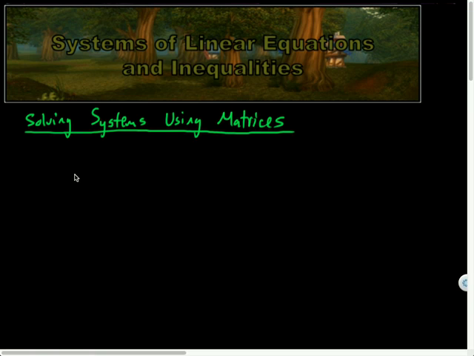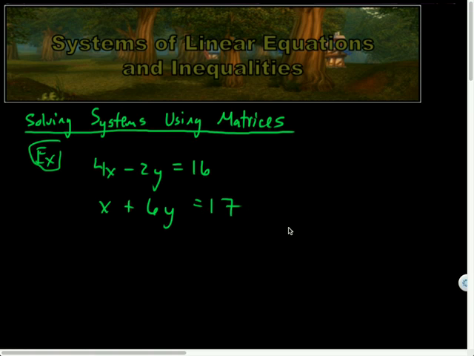And this is kind of the idea. Let's actually just jump right in here. Let's say I've got the following system that I want to solve. 4x minus 2y equals 16 is my first equation. And x plus 6y equals 17 is my second equation.